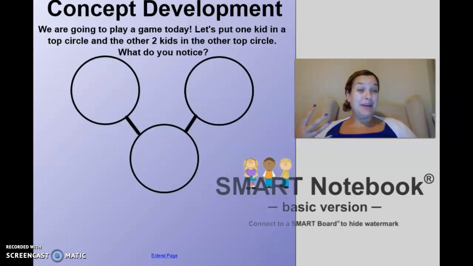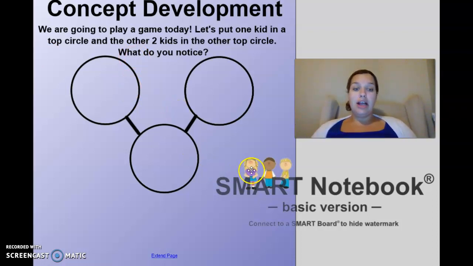So this is one of my favorite units to teach in kindergarten because we get to do these things called number bonds. And number bonds have 2 parts and 1 whole. So what we're going to do is we're going to play a little game.